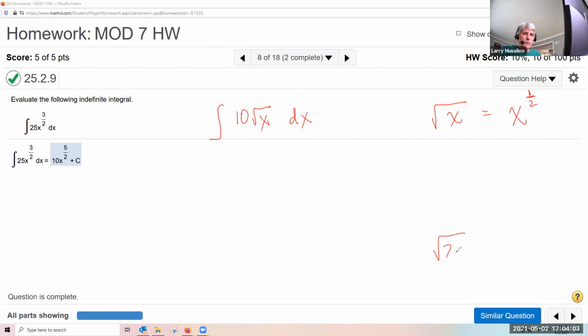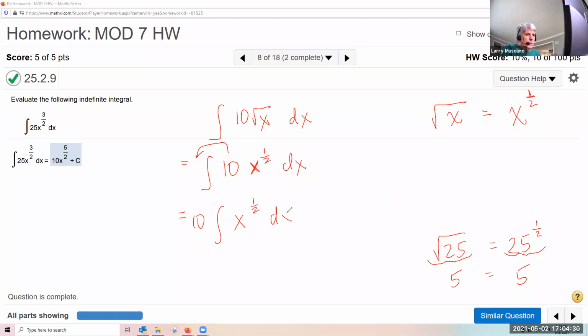For example, the square root of 25 can be rewritten as 25 to the 1/2. If you work this out on your calculator, the square root of 25 is 5. If you work 25 to the 1/2 out on your calculator, you get the same answer, 5. So the way I would work this out is write this as the integral of 10x to the 1/2 dx. The 10 I could bring out in front. And now this example is very similar to the example we did a minute ago. So if you see a square root as part of the integral, always change the square root of x to be x to the 1/2. Then you can apply the power rule to that.